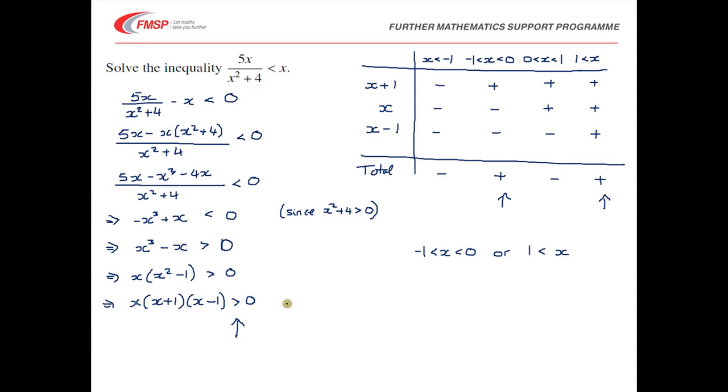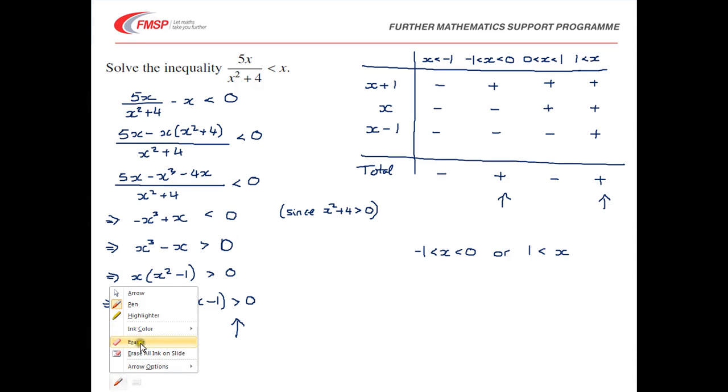a perfectly acceptable alternative, but I wanted to show this method as a way of dealing with things when you've still got expressions in the denominator, and sketching the graph is much more tedious unless you're asked to do it anyway.